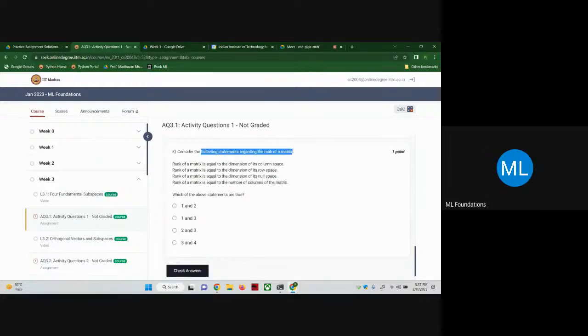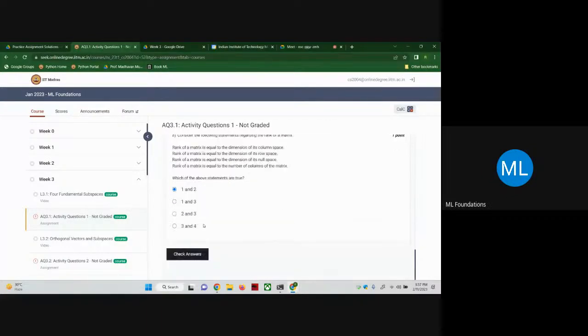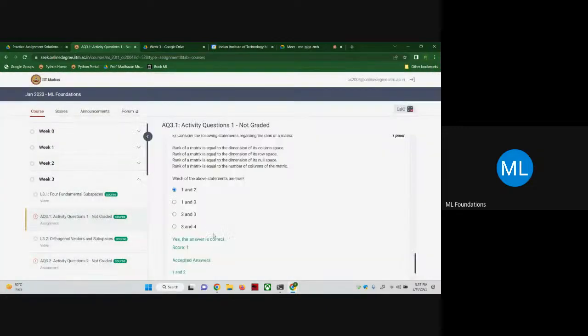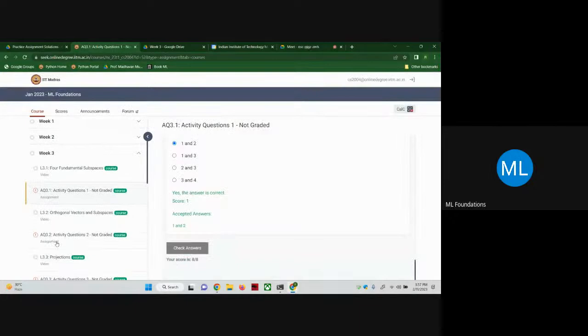The following statements regarding the rank of a matrix. Rank of matrix equals dimension of column space. True. Second one is true. The third one is equal to dimension of its null space. False. Rank of matrix is equal to number of columns of matrix. False. The 1 and 2 are true. Okay, so let's check. Yeah, we are fine.